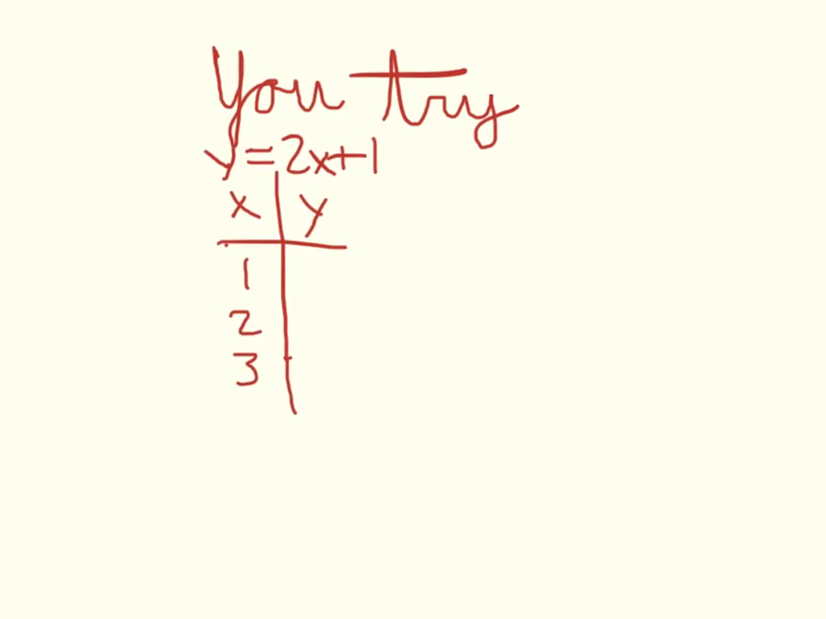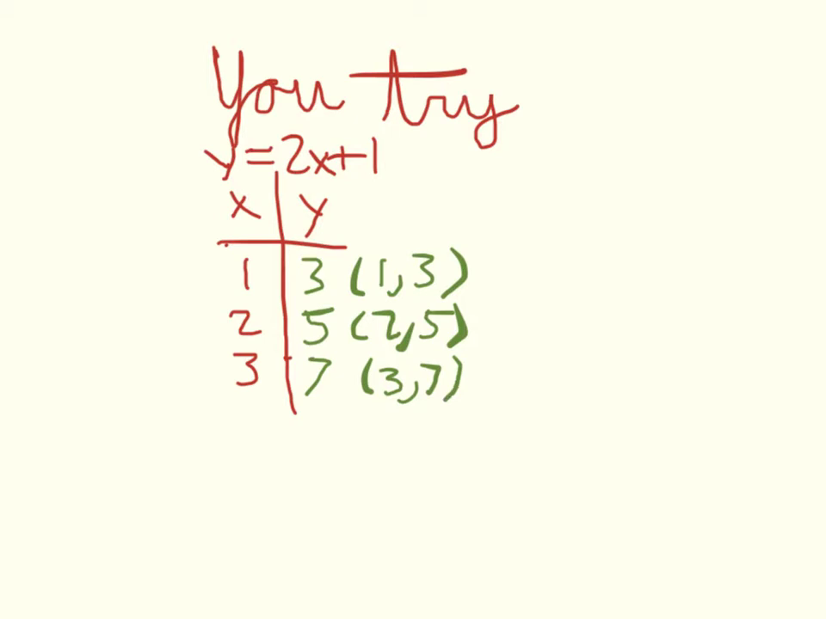For that first value, 2 times 1 is 2, plus 1 is 3. 2 times 2 is 4, plus 1 is 5, and we have 7 for that final value. Did you remember to list the ordered pairs? Next, you'll go ahead and plot those ordered pairs onto the coordinate plane, and remember to connect them to draw a line back through them, and label your line y equals 2x plus 1.